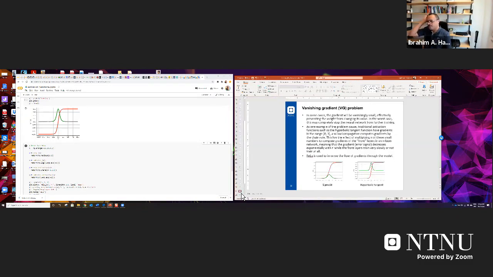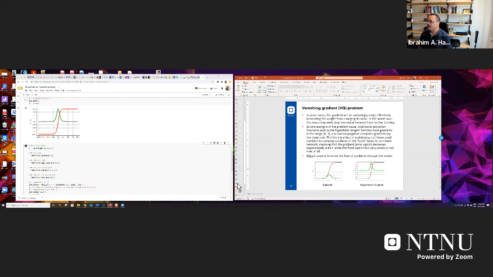So the vanishing gradient problem: in some cases, the gradient will be vanishingly small, effectively preventing the weights from changing their value. And in the worst case, this may completely stop the neural network from further training. It will stop some layers, at least some layers. So we will stop some layers from training, and we will keep the random initial values which we used from the beginning.